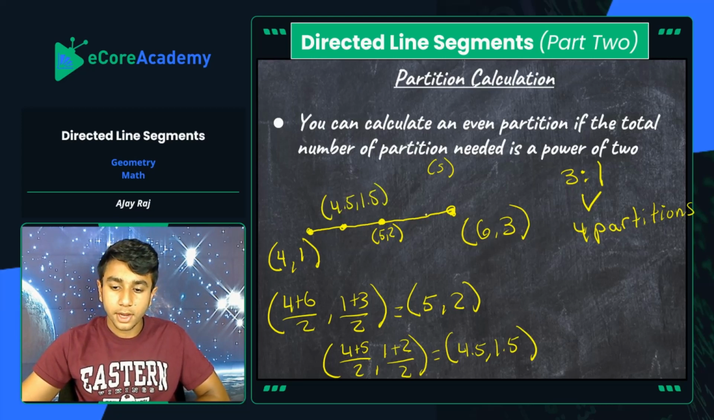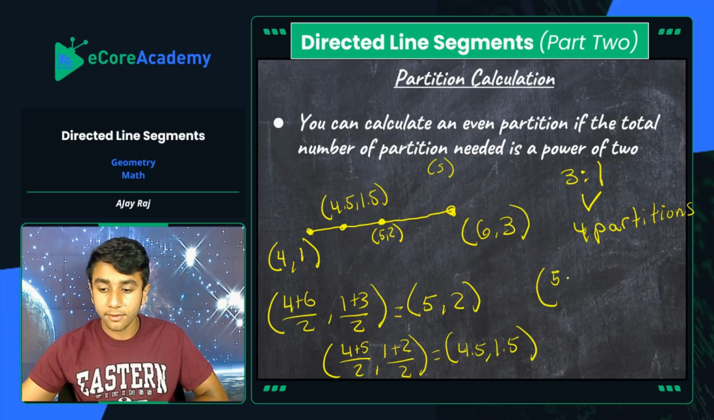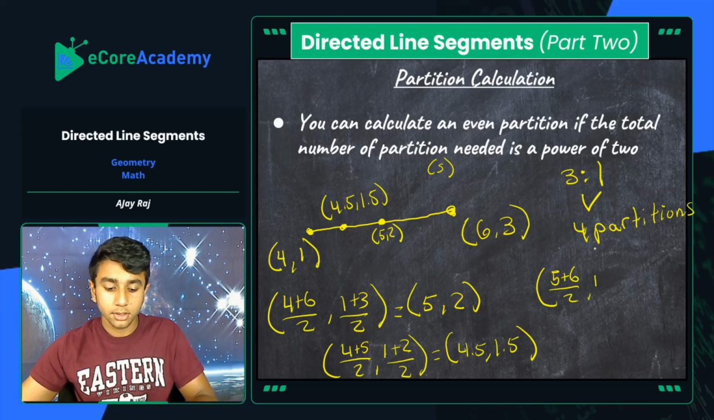And then we'll calculate our final midpoint here between 6, comma, 3 and 5, comma, 2. So let's do that over here. Let's say that x1 and y1 is 5, comma, 2, and x2 and y2 is 6, comma, 3. So we're going to add 5 and 6, divide that by 2. And we're going to add 2 and 3 and divide that by 2 as well.